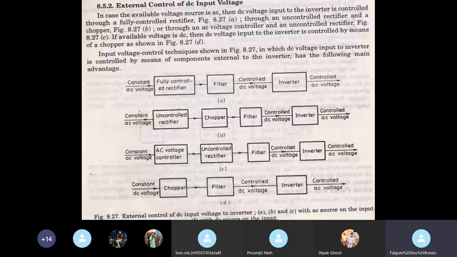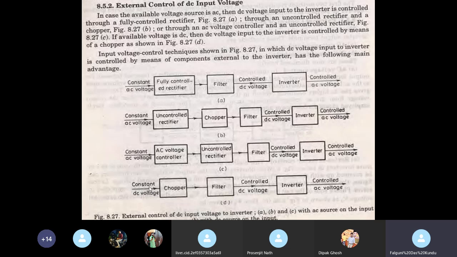The second method is constant AC voltage we give to an uncontrolled rectifier, and after that we use a chopper, then filter, then we get a controlled DC voltage. After that inverter, then we get controlled AC voltage. So the third method is constant AC voltage is given to an AC voltage controller, then it goes through the uncontrolled rectifier, then filter, then controlled DC voltage, then inverter, then we get a controlled AC voltage.